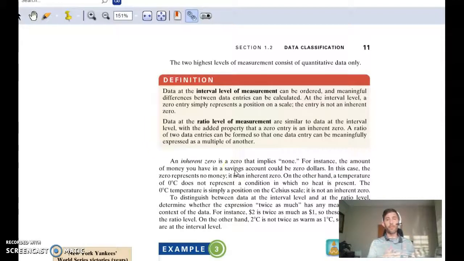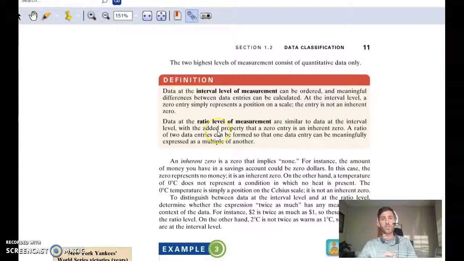So like 50 degrees to 60 degrees is a 10-degree increase. That's the same amount as 90 degrees to 100 degrees. 10 degrees means the same thing. So the differences mean something on a temperature scale.